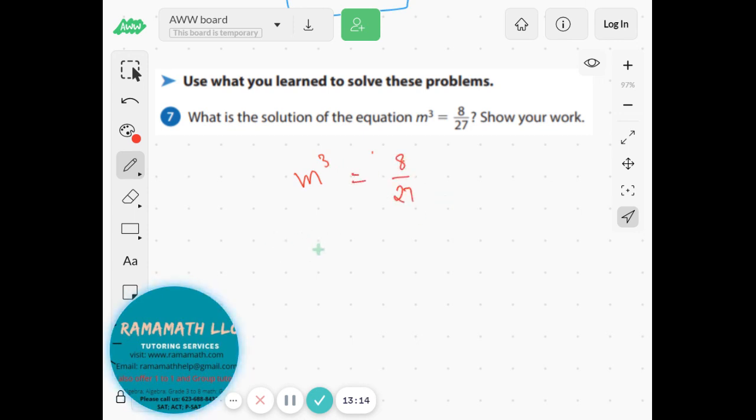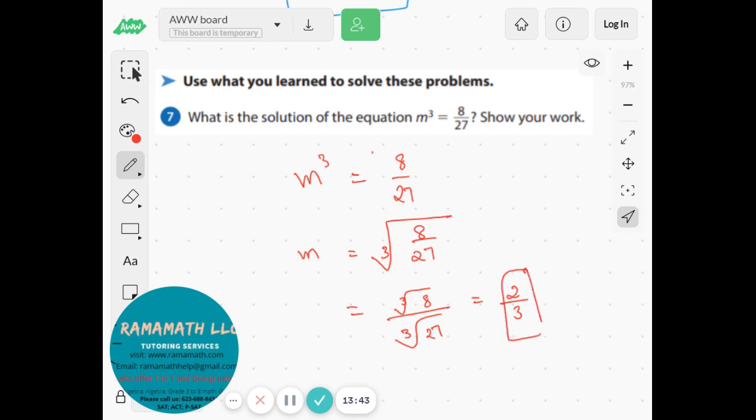Then you find the cube root on both sides. So m is going to be the cube root. Cube root means you have to write that little 3 in there. That's how you know it's a cube root. Of 8 over 27. I'm going to do it separately. That means the cube root of 8 over the cube root of 27. Look at your chart. What is the cube root of 8? 2. And the cube root of 27? 3. The answer is 2/3. That's it. That's simple, these types of questions.